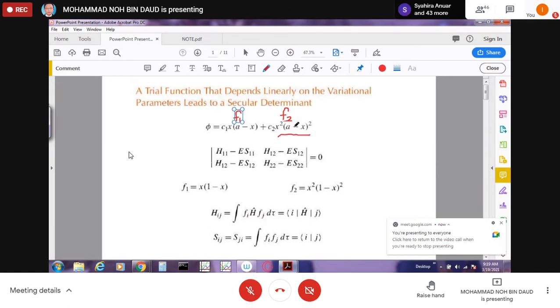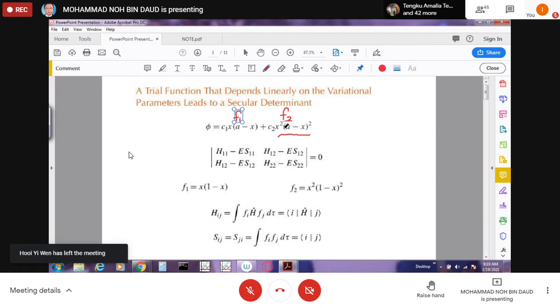We design this, and this basis function must be a well-behaved function, must satisfy the same boundary conditions for this particle in a one-dimensional box. This example is for one particle in a one-dimensional box, whereas these functions vanish at these two boundaries.